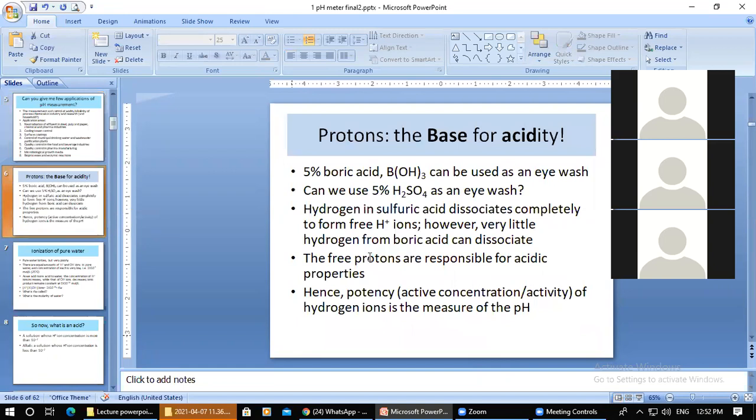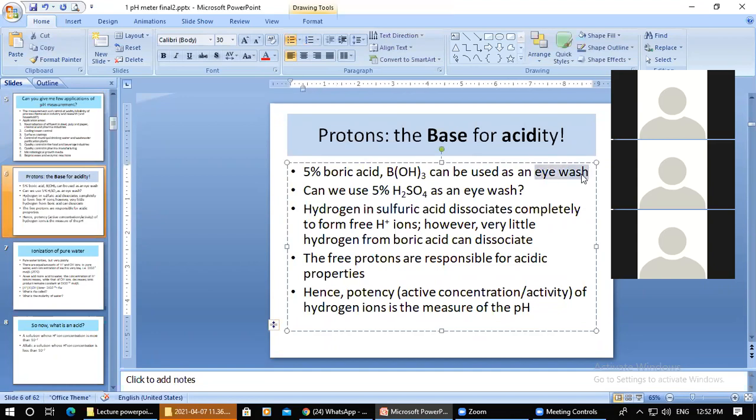Then this is something very interesting. Do you know that eye wash consists of boric acid? Okay, 5% boric acid is used as an eye wash. And then my question is, why do we use boric acid? It is acidic in nature, indeed. But it is antiseptic.